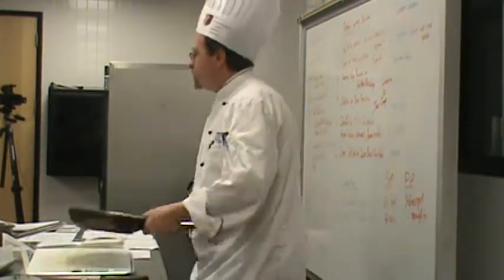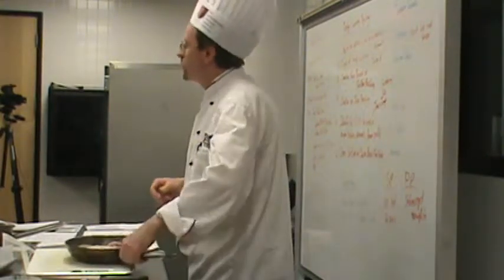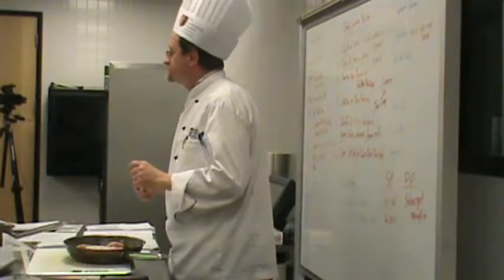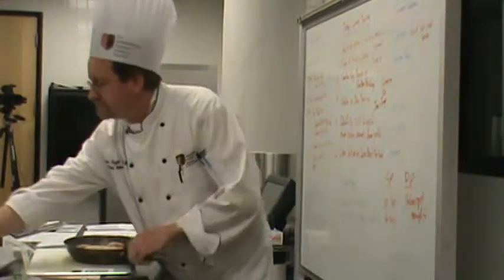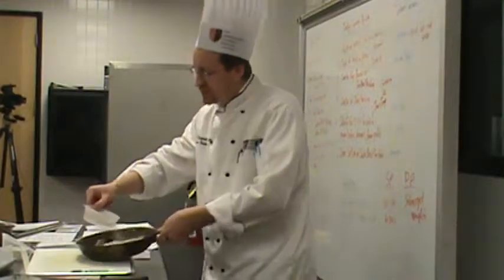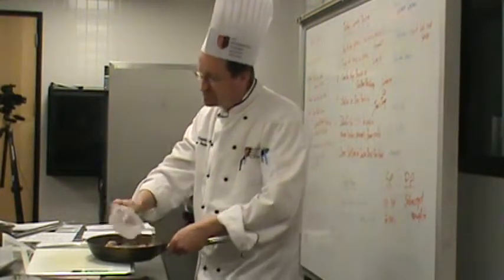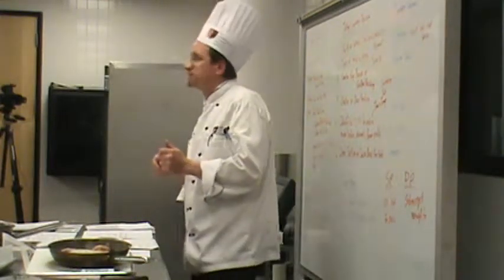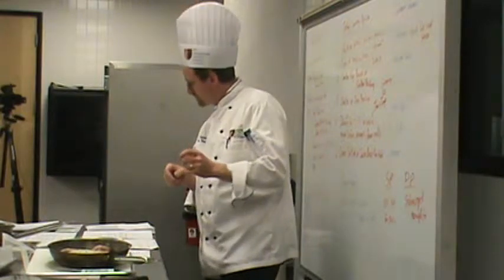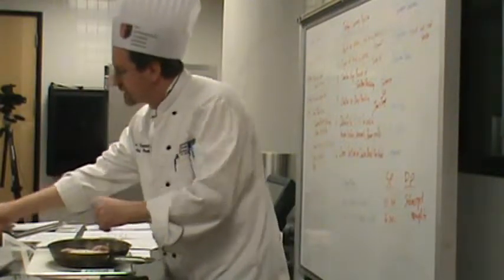Okay, what's our next step? That's what it should look like. Now we're adding our wine, right? The recipe calls for 2 ounces of white wine. We're going to gently add that to the bottom of the pan. What's the other ingredient that gets added at this point in our recipe? Stock. The chicken stock, right? And again, we're using cold chicken stock.